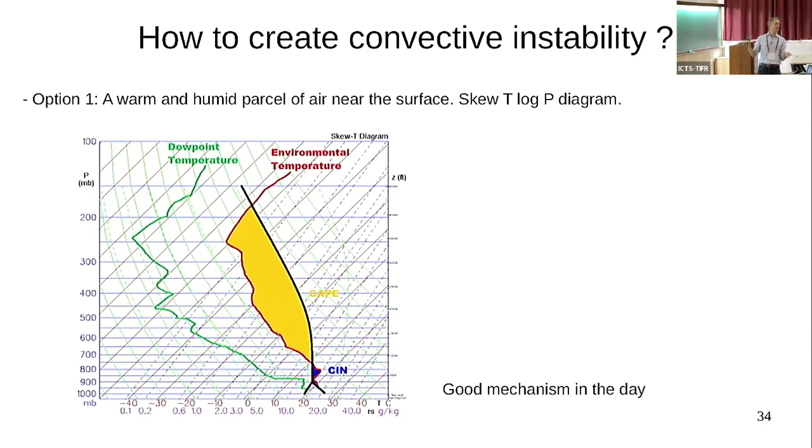And this is how you define the CAPE here. So if you want to create convective instability, what can you do? Well, one option is that you want to warm up that parcel here. If you warm it up by whatever mechanism, maybe radiation, maybe some land-ocean structure, or just by luck, by pseudo-random things, then you can be a little bit warmer. So that's a good mechanism in the day. In the day, you often have this: it's warming up in some places. It will be easier then to have convection.